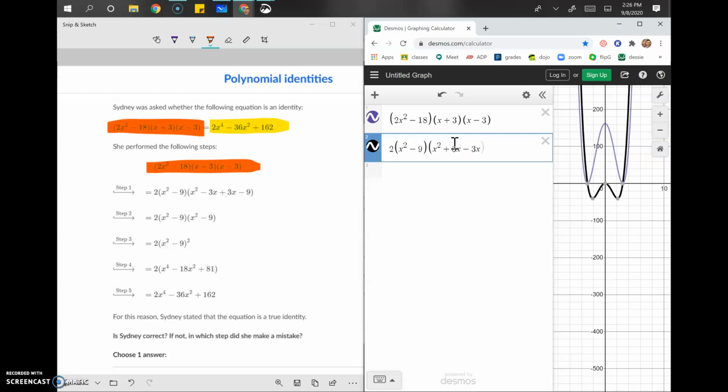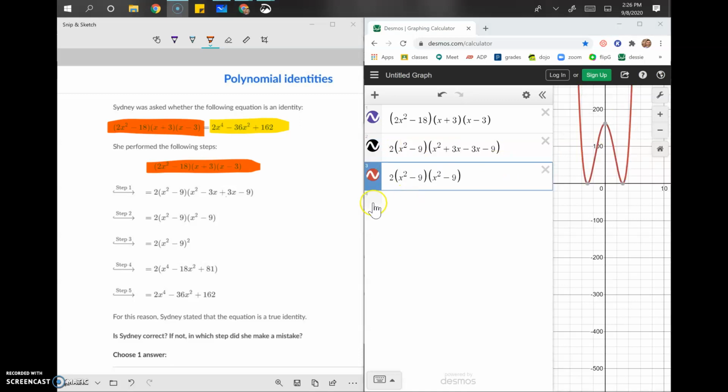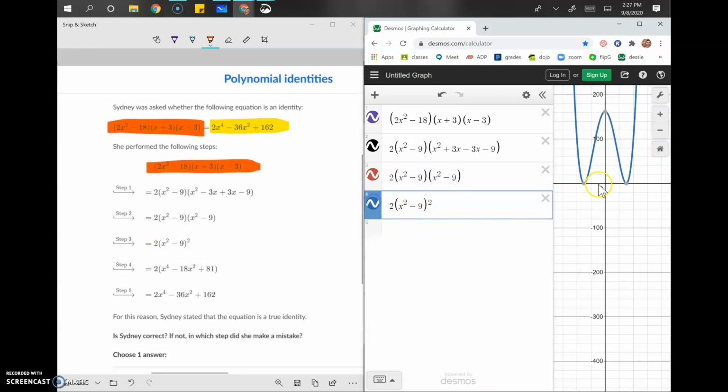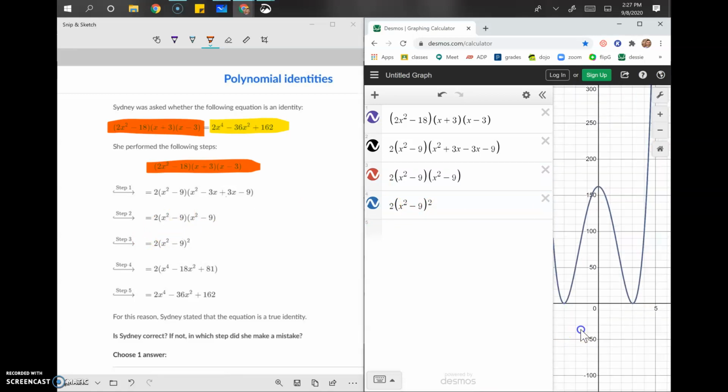But this is guaranteed to work. So are the equations the same? Yes, they match up. I've typed in step 2 right here. Does it match up? Yes, it matches up with the previous lines. So far, so good. On step 3, if I zoom in, it's still matching up with the previous equations. So far, she hasn't made any mistakes because all three expressions are equivalent. I know that because all the lines are the same.